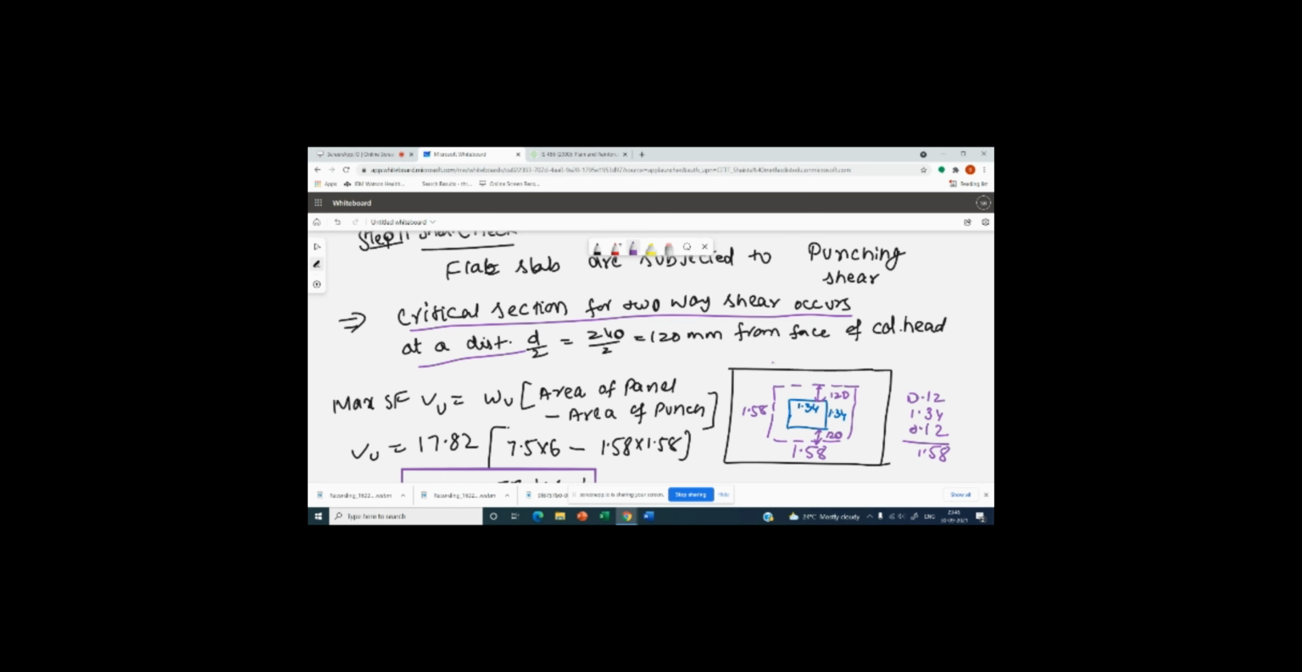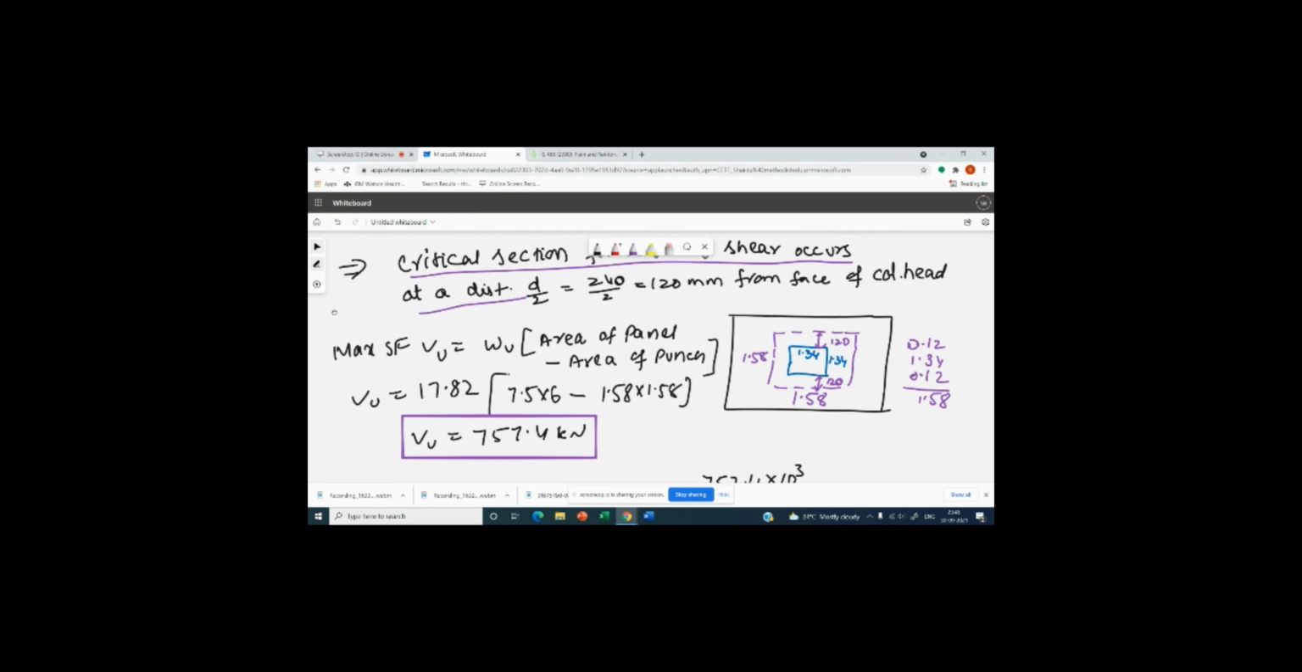Okay. Now if we draw this figure, it will be easy for us to find out the shear force. So this is the size of panel, that is 7.5 meters by 6 meters. This is the size of drop, 1.34 by 1.34. When failure happens due to two-way shear, this will happen at a distance d by 2 from the column head. So this is a column head actually. 1.34 by 1.34 is the column head size, which we already determined.